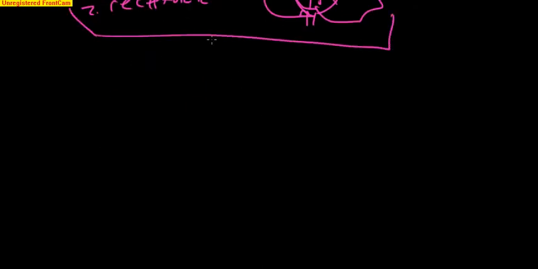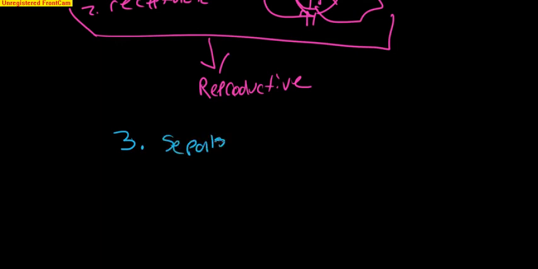Now we get to go into the reproductive ones. Now, guess what? There's four of these. Number three, we have sepals. What are sepals? They're the outermost ring. They're collectively called the calyx. They are often green and protect other floral parts as they form within the bud.